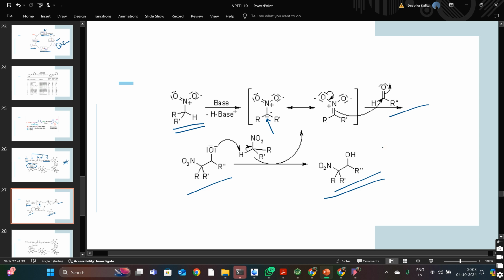And the reaction is carried out in reflux condition. This can undergo dehydration, which will need a proton to be present at this carbon, and we get an olefin of this type. R or R dash must be a hydrogen atom to give this dehydrated product. So this reaction is known as the Henry reaction.